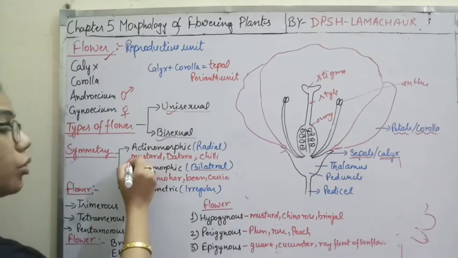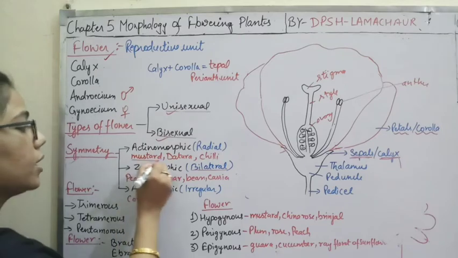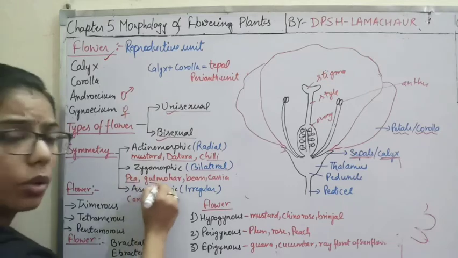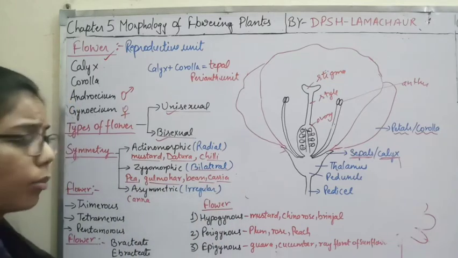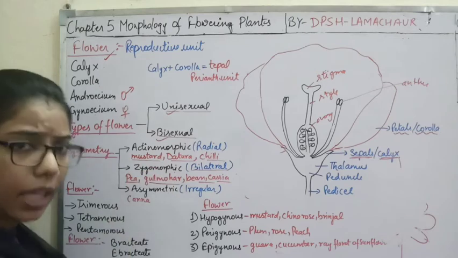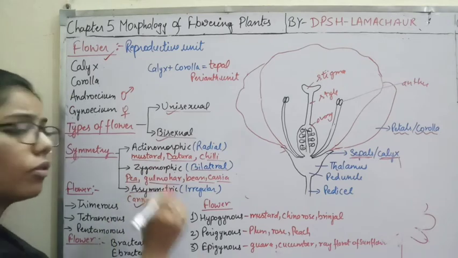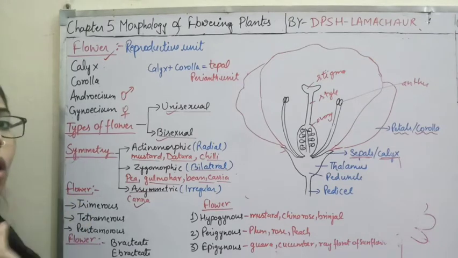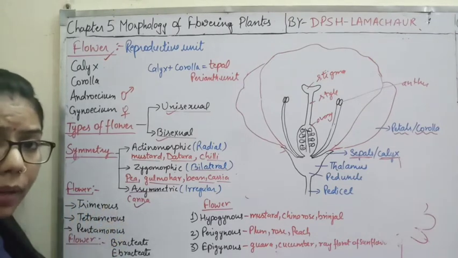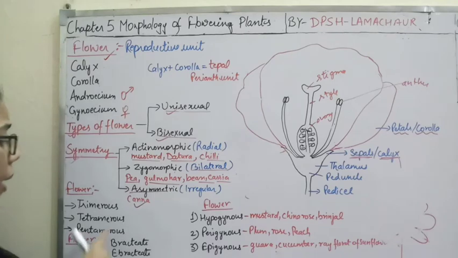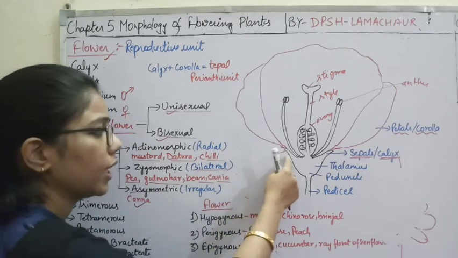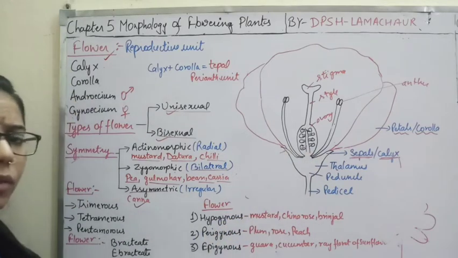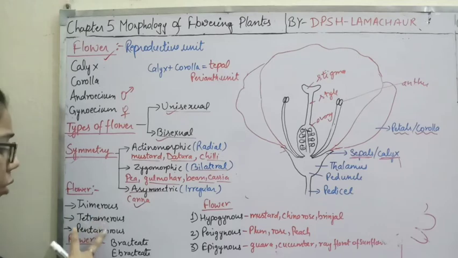Now, examples which are important for you. Mustard, datura and chili are examples of actinomorphic. Then pea, gulmohar, bean, cassia, mostly dicots, have zygomorphic flowers, and asymmetric is seen in canna. Now again we have divided the flower on the basis of their appendages, the external appendages present here. In this case, sepals are present here, so on the basis of the number of sepals, we have divided them into different parts.